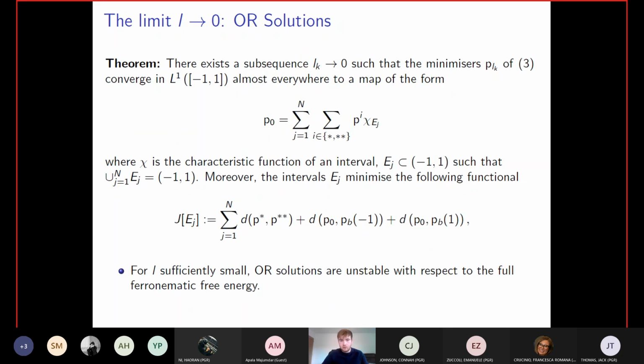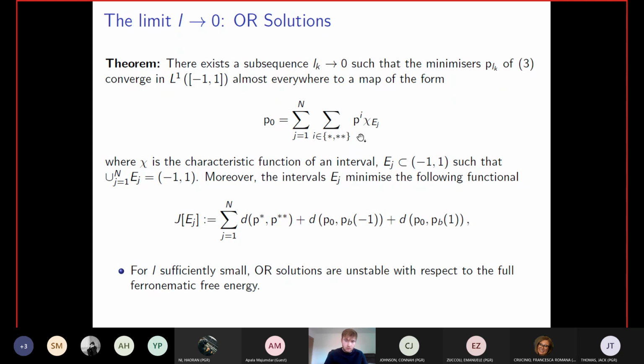And so using gamma convergence, we're able to obtain the following rigorous result on the convergence of minimizers of the OR energy as L tends to 0. And rather than repeating word for word this result, I think it's better to explain what these terms represent. As L tends to 0, we expect minimizers to converge to a map of this form. And since chi is just a characteristic function on an interval, what this is saying is that the solution takes either the value P star or P double star, depending on where you are in the domain.